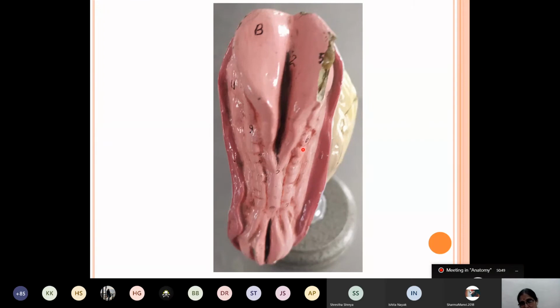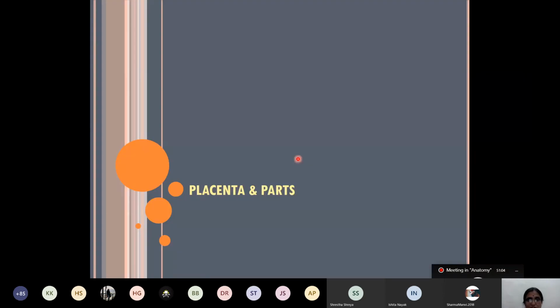Each somite consists of sclerotome, myotome, and dermatome. Sclerotome gives rise to the axial skeleton. Myotome gives rise to axial muscles. And dermatome gives rise to the dermis of the skin. Clear? So this model is very, very important for the spotter.